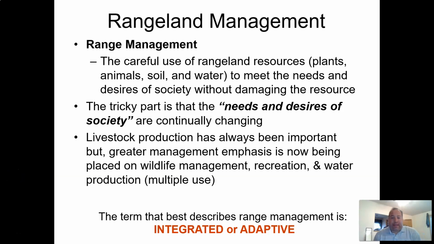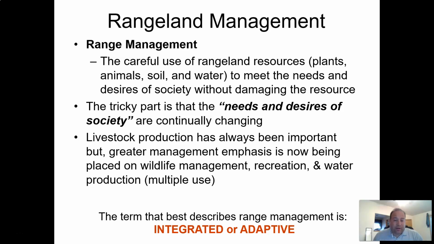So continuing on with the second part of our rangeland management lecture. When we define rangeland management, what we're talking about is the careful use of rangeland resources. So we're talking about the plants, the animals, the soil, water, everything that falls within that rangeland ecosystem. And so we're going to carefully use those resources to meet the needs and desires of society without damaging the resource. That's what we consider proper range management to be, the careful use of the rangeland resources to meet the needs and desires of society without damaging the resource.